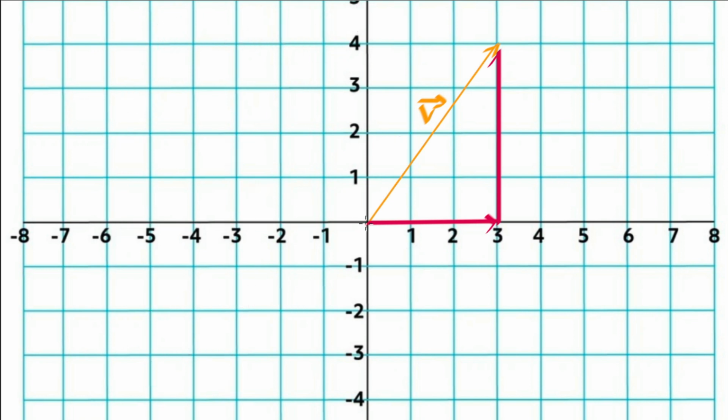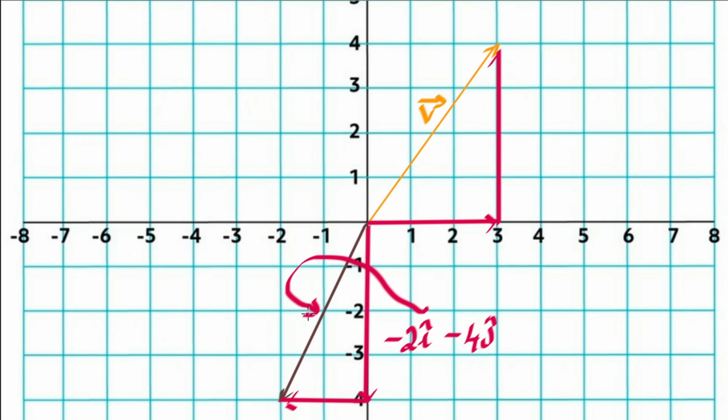One more example. From here, I'm going to draw a vector down to there. Right? You can see right away that this is going to be this pointing down plus this pointing to the left. And by now you should be able to tell this is minus 4j cap and minus 2 i cap. Usually we put the i cap first and then the j cap next. This is our vector which we have drawn.